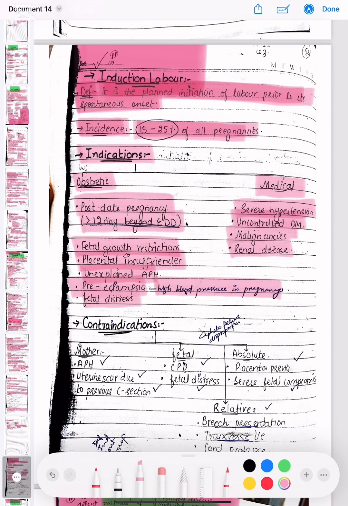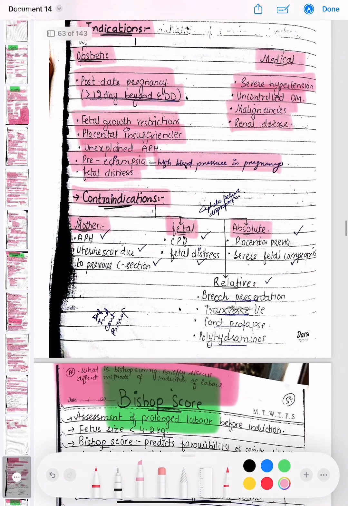Now the contraindications are the maternal, the fetal, the absolute contraindications and the relative contraindications. The maternal contraindications are APH and uterine scar due to previous C-section, and the fetal are CPD and fetal distress. The absolute contraindications are placenta previa and severe fetal compromise. The relative contraindications are breech presentation, transverse lie, cord prolapse, and polyhydramnios.